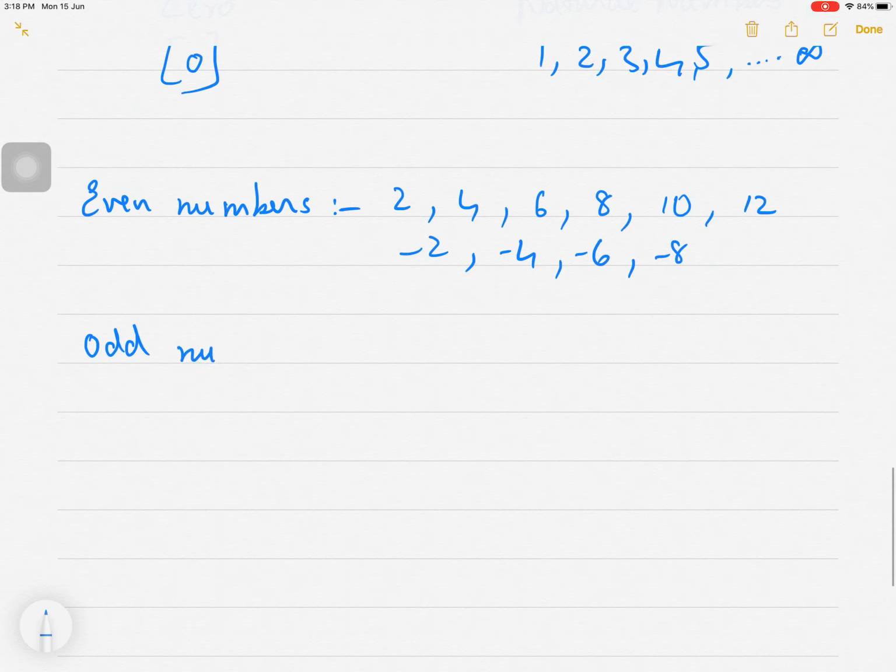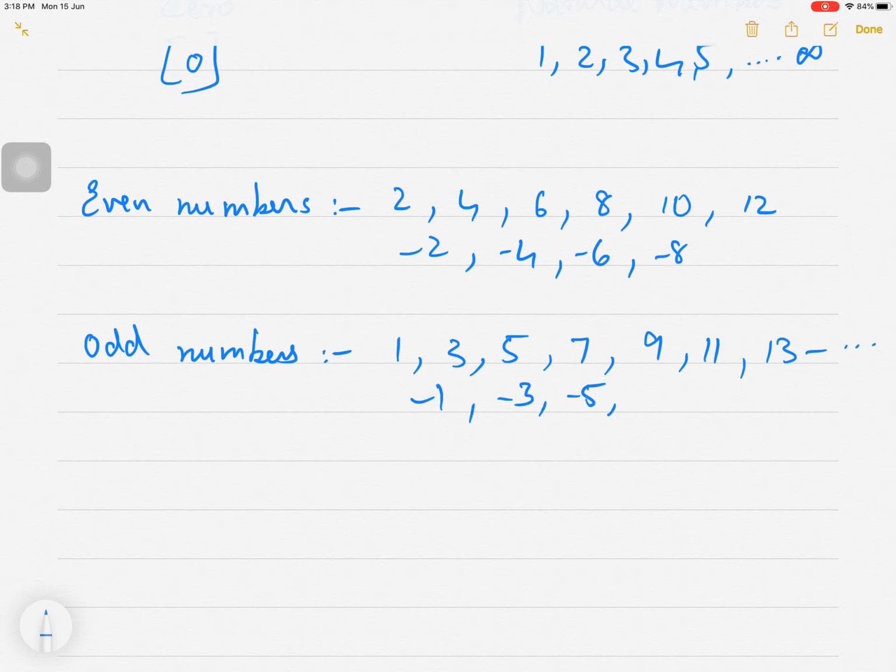Odd numbers. Odd numbers are those numbers which are not even. Correct? So 1, 3, 5, 7, 9, 11, 13, so on. Right? You can include negative numbers as well. Okay? So even numbers are those numbers which are divisible by 2. Odd numbers are those numbers which are not divisible by 2.